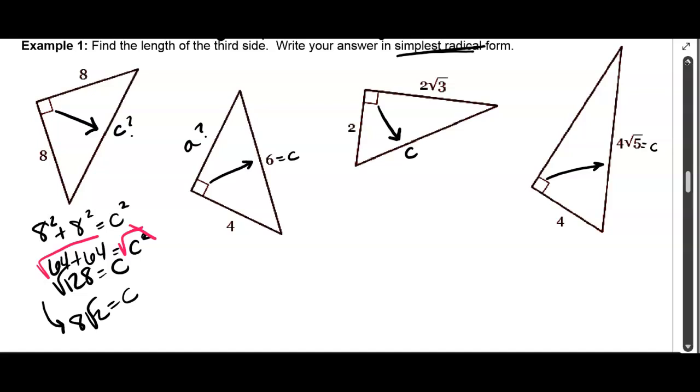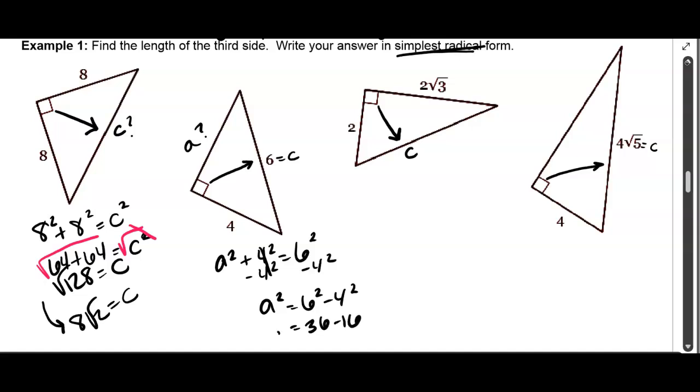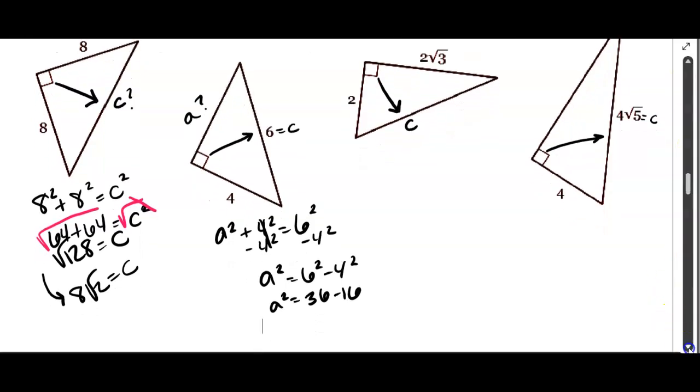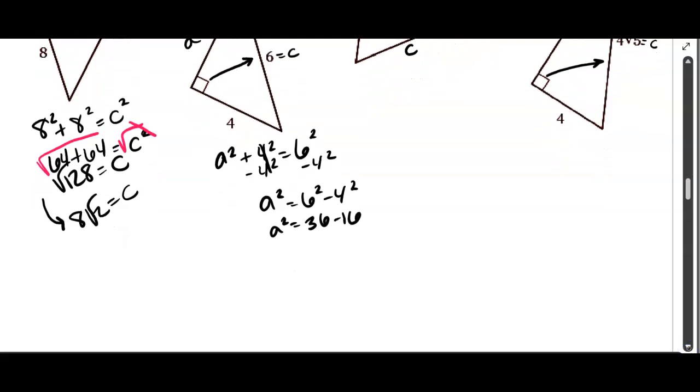So in this case, I'm going to leave a as a variable: a squared, plus I know what b is, 4 squared, equals I know what c is, 6 squared. I want to get a by itself, so I can subtract 4 squared from both sides and get a squared equals 6 squared minus 4 squared, which I can do: 36 minus 16 is 20.